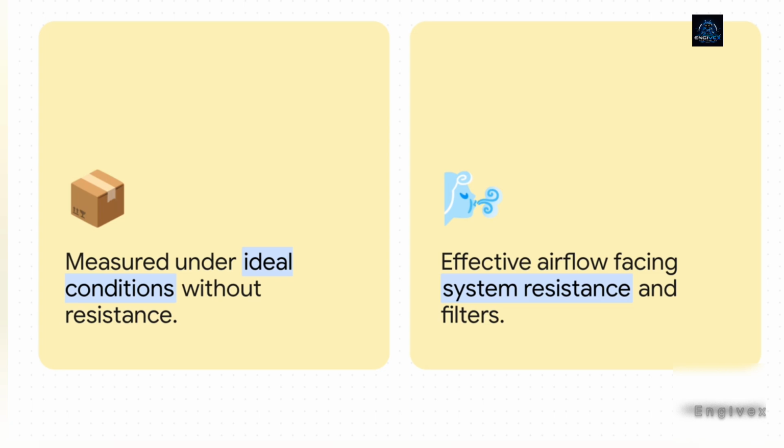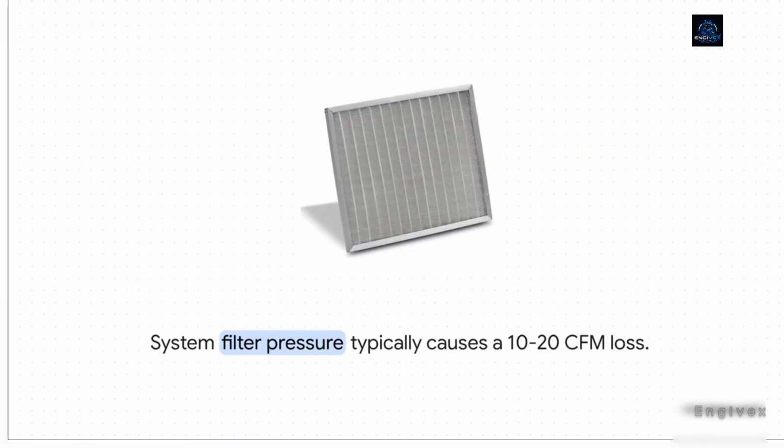Inside a real enclosure, you've got thick wire routing, DIN rails, bulky transformers, and completely non-uniform flow paths. All of that static pressure severely throttles the actual performance of your fan. And it gets worse. Add a standard system filter into the mix, and you typically lose 10 to 20 CFM immediately, right off the bat, just due to pressure drop.